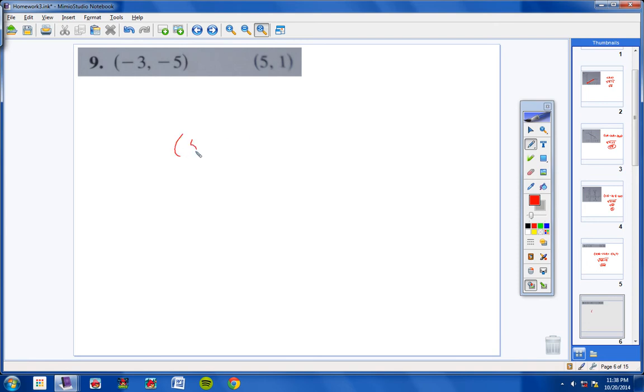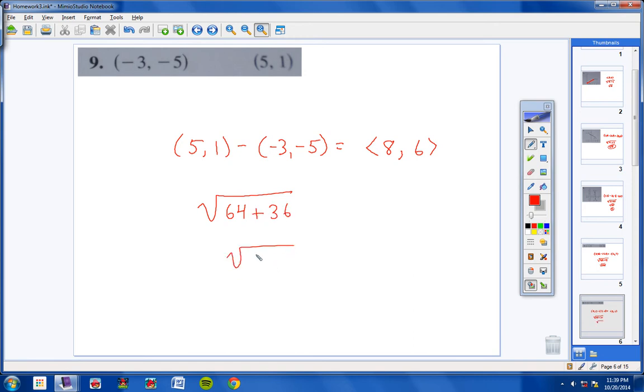The terminal point is 5, 1. And the initial point is negative 3, negative 5. So there we go. And let's see, 5 minus a negative 3 would be 8. 1 minus a negative 5 would be 6. So component form would be 8, 6. The magnitude would be, square the 8, 64, square the 6, that's 36. Add those together, and you get 100. And the square root of 100 is 10. Number 9, 10. All right.